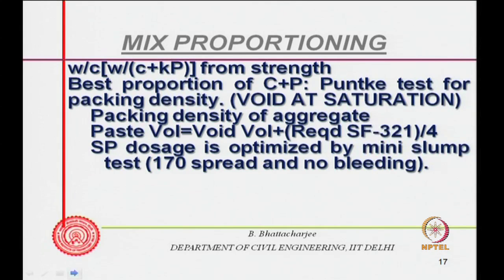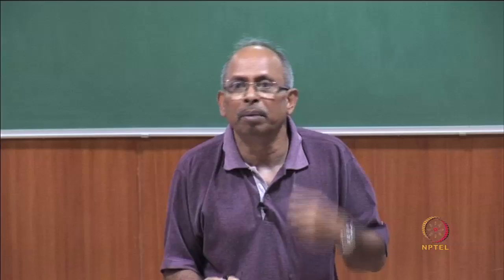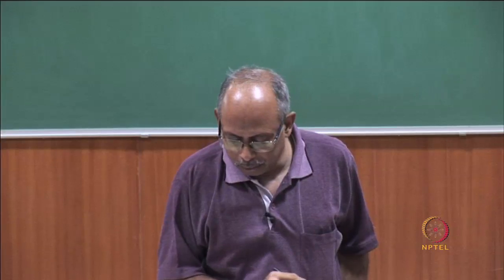Superplasticizer doses are optimized by the mini slump test, which we talked about. So, 170 spread and no bleeding, that is what gives us the superplasticizer dosage. First you find out the compatible superplasticizer, you can do the mini slump test or Marsh cone test or whatever you like, as we discussed earlier, and the guideline given is that SP dosage would be for 170 spread. This 170 spread is what they have suggested, but it could be different, but more spread with no bleeding. From the mini slump test you can determine what SP dose is required.